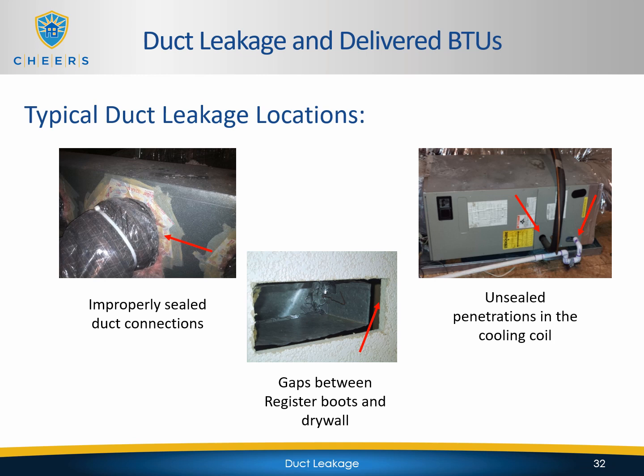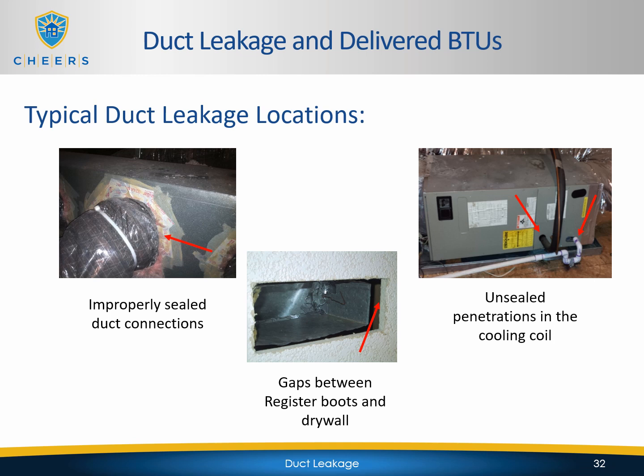In the middle picture, gaps between register boots and drywall should be sealed. In this particular picture, they're not. If they don't stay sealed, whether it's a return grill or a supply grill and register, it doesn't matter. If it's a return register and those edges are not sealed, the return will pull air from the subfloor or from within the building cavity rather than the house. If it's a supply register, then the supply register will push air into the building cavity rather than into the house. So the gaps between the register boots and the drywall have to be sealed.